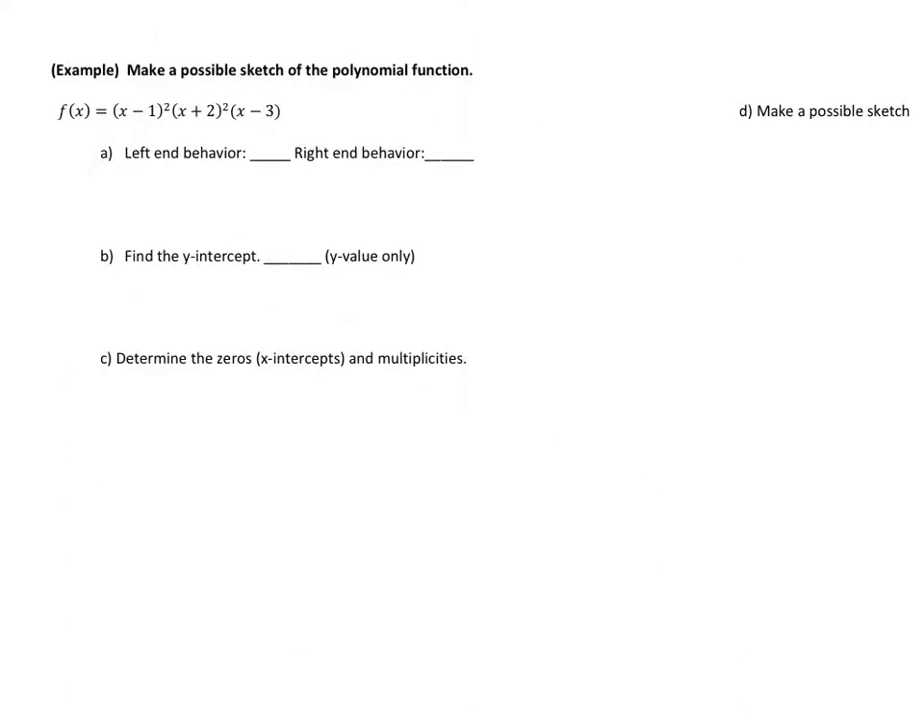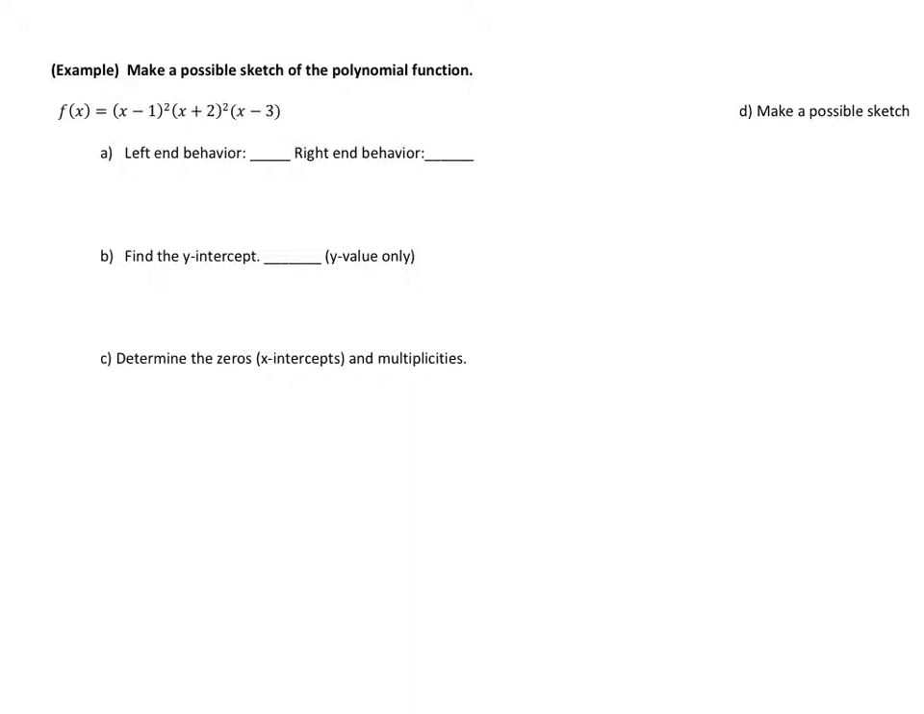Okay, we have one more example. I wanted to show you this one because if you notice, the function given to you is already in factored form. So finding the left and right end behavior takes just a little bit of work. If we were to multiply this out, remember all we need is the leading term, and multiplying this out would take a long time. So what you can do is look at each factor and think of what the leading term would be with the highest degree.